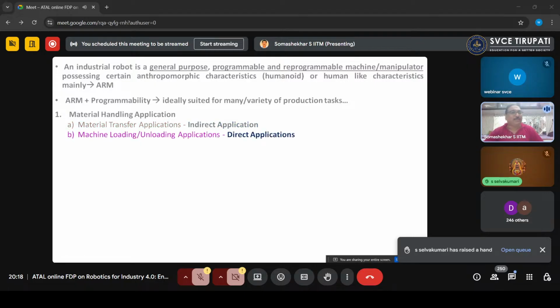If you see the second application, material handling, machine loading and unloading, it is a direct application. The single robot, you will see the work cell.